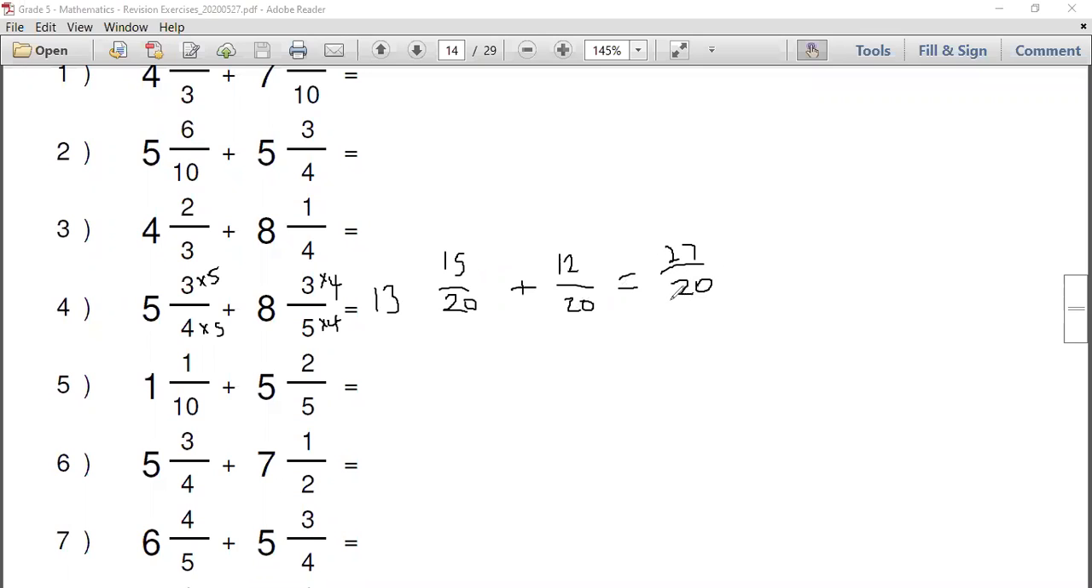However, this is now an improper fraction because our numerator is bigger than our denominator. So now we need to convert this to a mixed number. By converting, we take our numerator and divide it by our denominator. And 27 divided by 20 leaves me with 1 as our whole number. 7, the remainder, becomes our new numerator, and our denominator stays the same.